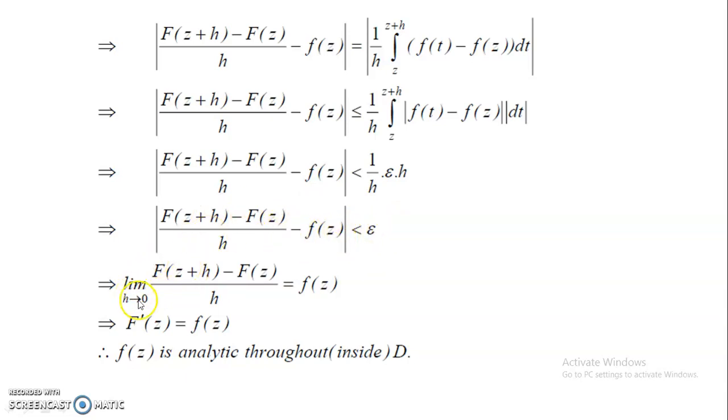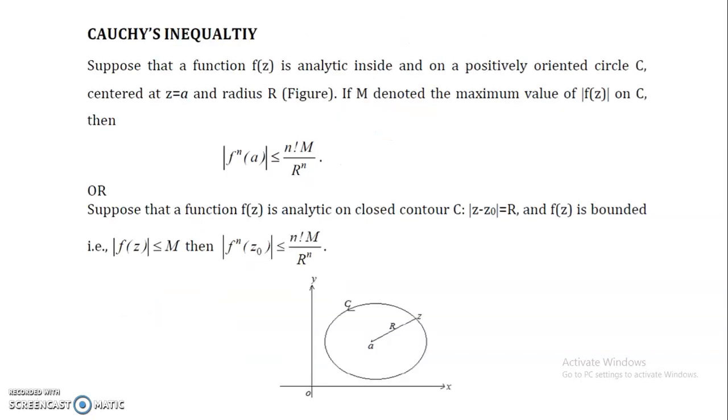So then you take the limit form of this one: the limit of capital F of z plus h minus capital F of z over h as h approaches 0 is f of z. This is the definition of the limit existing, definitely it is a derivative. So it is the definition of derivative, capital F dash of z equal to f of z. Therefore capital F of z is analytic throughout D, or inside D. This is Morera's theorem, or the converse part of Cauchy's integral theorem. Now we shall see Cauchy's inequality.